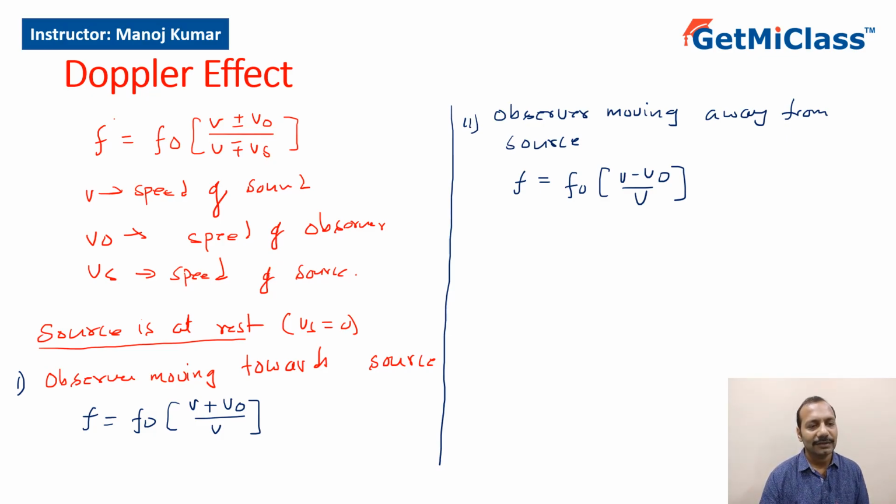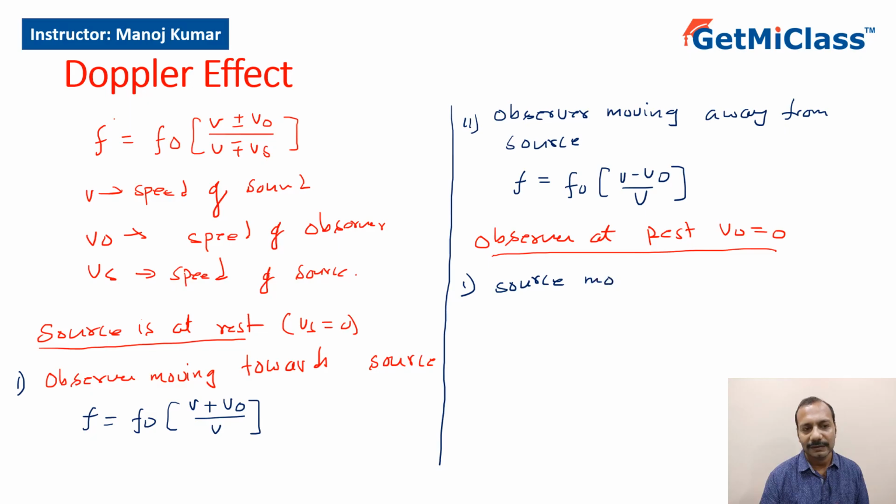Now let's look at the case of observer at rest. So if the observer is at rest, vo equals 0. Then the two cases we can have: one, the source moving towards the observer. This motion results in the source and observer moving closer to each other, so there should be an increase in frequency. So the apparent frequency is given by f naught into v by v minus vs. Why minus vs? Because if the denominator value decreases, the net value increases.